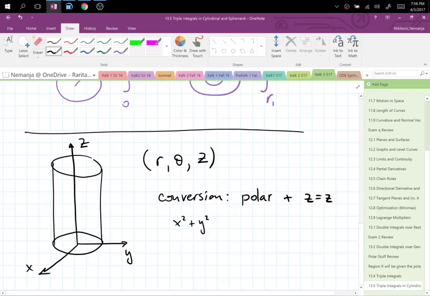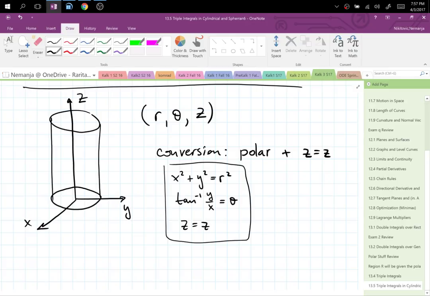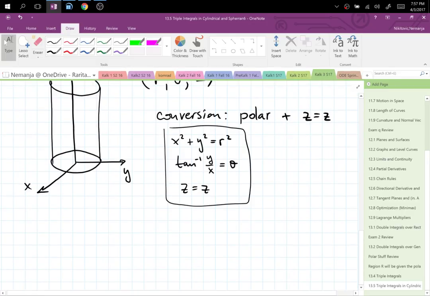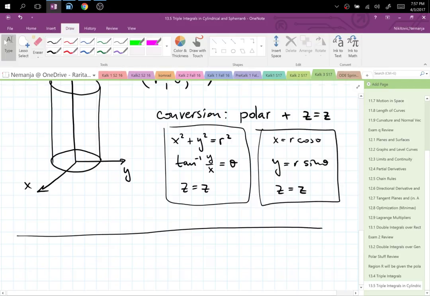x squared plus y squared is r squared, and if you remember that the inverse tangent of y over x is equal to theta. So those conversions still stand, and then z equals z, right? So that's the conversion pair. So conversion is just a regular polar conversions plus z equals z. And you get your cylinders. We also have the other way to convert, which is x equals r cosine theta, y equals r sine theta, and again z equals z. So that's to go the other way for conversion.